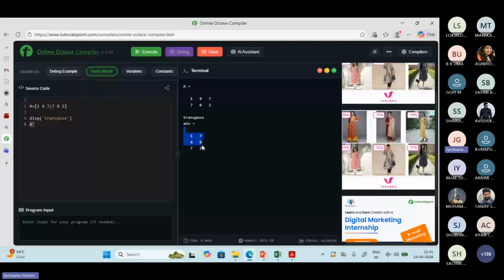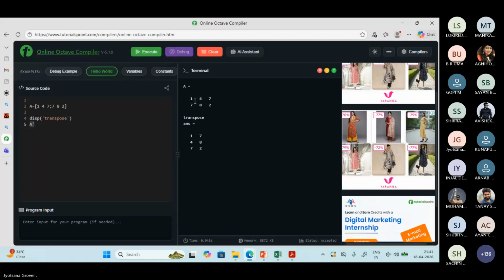Okay. Or you can say like this. The first column of A, which is 1, 7, will become the first row of the transpose. Second column, which consists of 4, 8, will become the second row in the transpose. Similarly, the third column, 7, 2, becomes the third row. So a row in the original matrix is a column in the transpose.